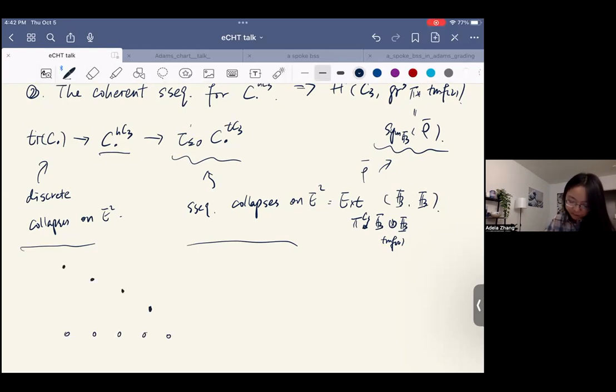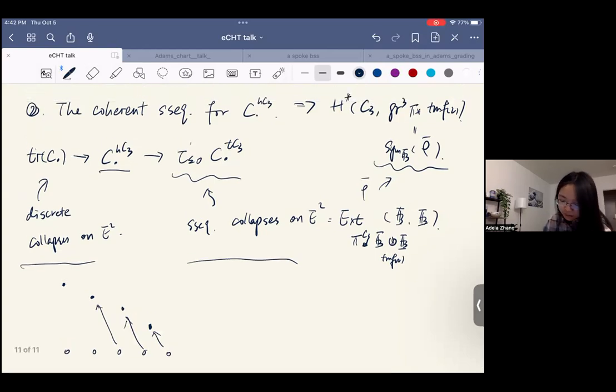And so the higher differentials in the coherent spectral sequence will be something like this. Okay, I'm not drawing it correctly. There are some zeros here. But it can be completely determined just by picking a resolution for each of these representations that we're seeing showing up in the final answer. And maybe it's time to go back to the charts.